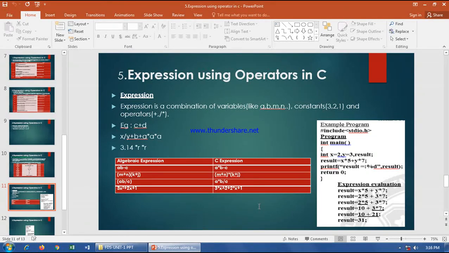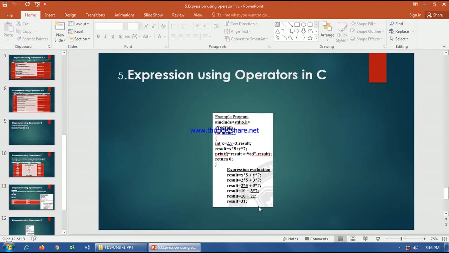So the algebraic expression a, b minus c becomes the C expression a into b minus c, right? Then m plus n into k plus j is written as m plus n into k plus j. These are the C expressions. AB divided by C means a star b divided by c. Then 3x square plus 2x plus 1 means 3 star x star x plus 2 star x plus 1. These are the expression operators in C, right?